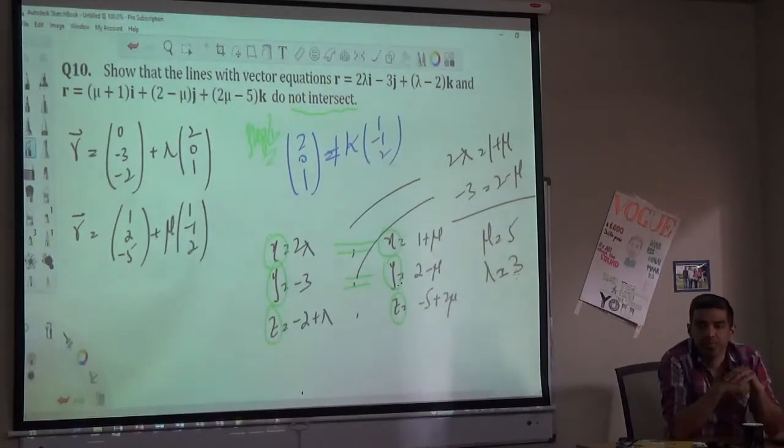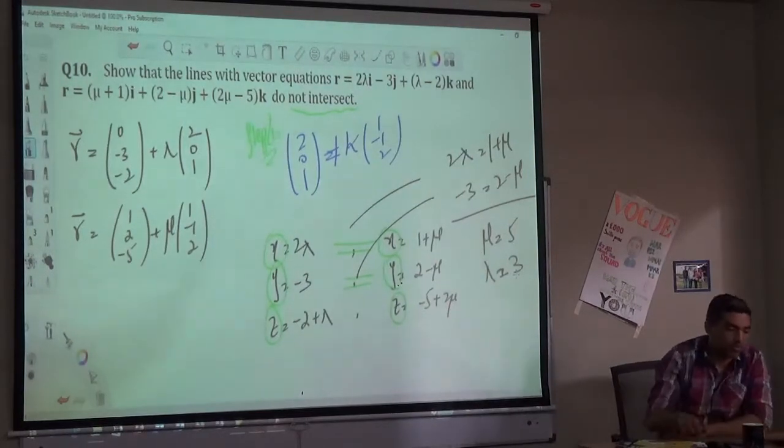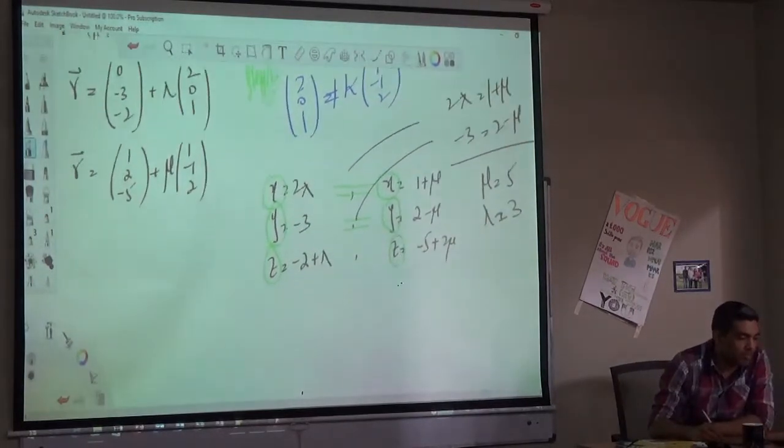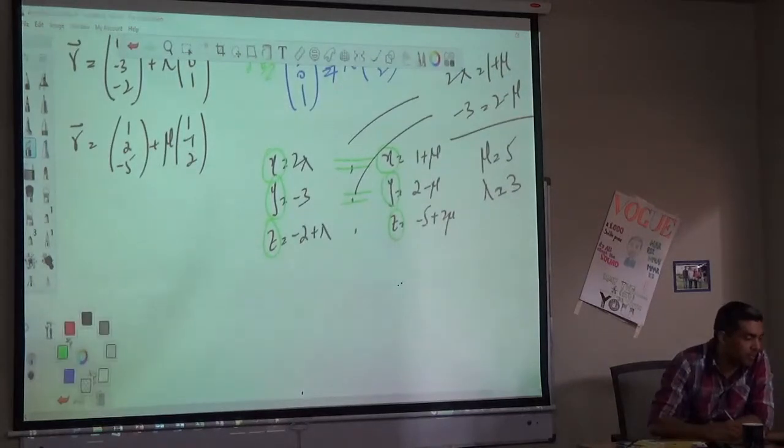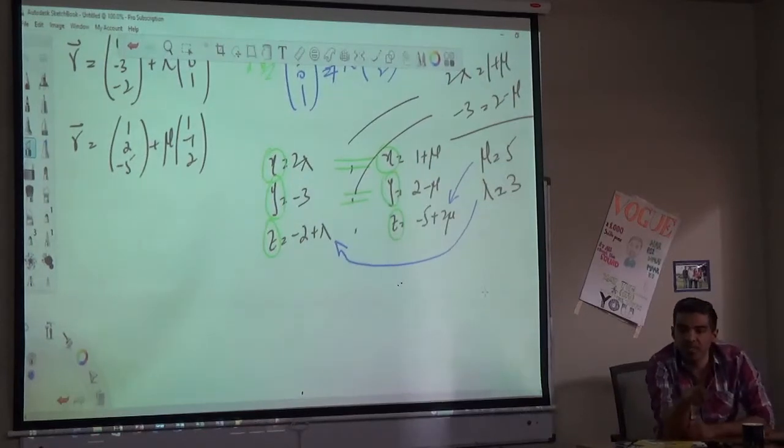That's how you show it. It has to be shown through all three equations. So this lambda and mu, once you get them, should be further plugged into the two equations. This mu should go here and this lambda should go here. If it gives you the same value of z, the two lines are intersecting at a common point.